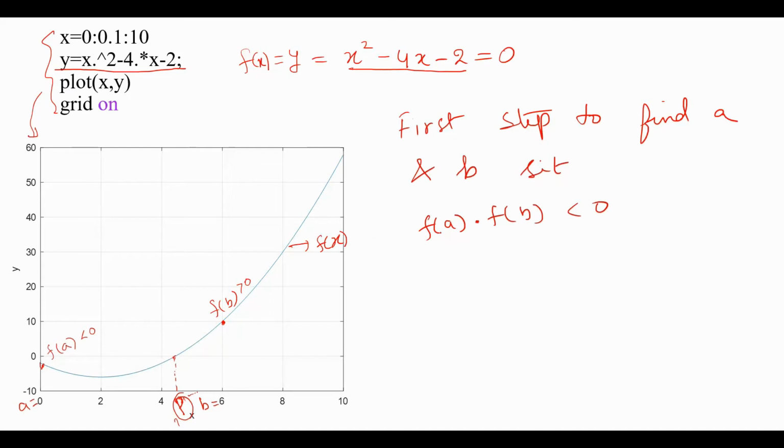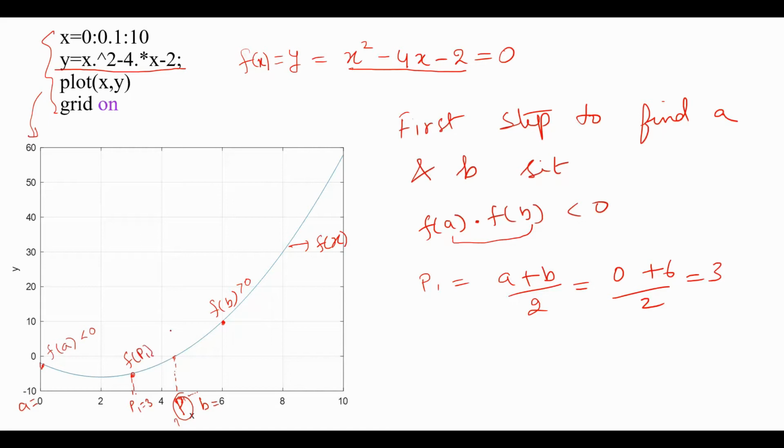Now when we know that our root is in between these two values a and b, for the first iteration we will calculate this. I have written p1 for the first iteration. What we will do is sum a plus b divided by 2. So in this case if my a is 0 and b is 6, I'll get 3. So this is somewhere around this. My p1 is equal to 3. So this is my f of p1.